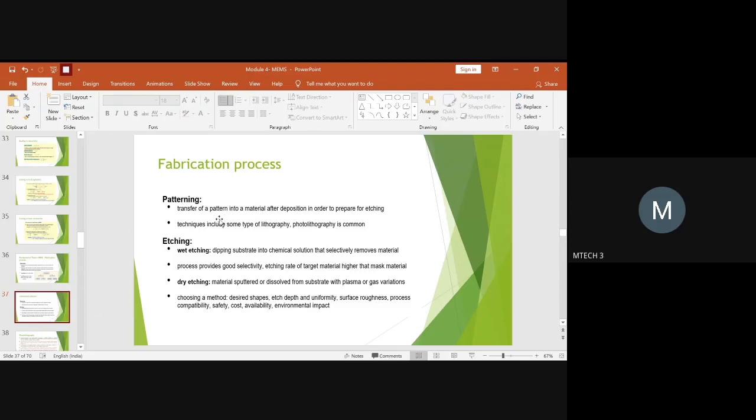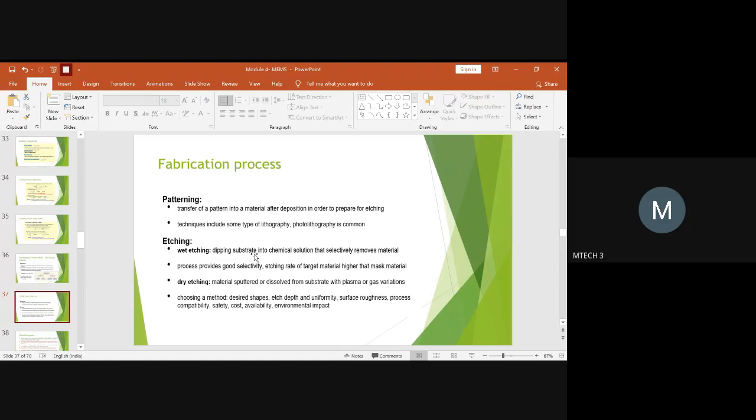So the excess amount of the material will be etched out. This part is called etching. And this removal could be done either by the wet etching method or by the dry etching method. So these are the two methods we have in order to remove the excess material. As the name itself suggests, what happens in the case of wet etching?